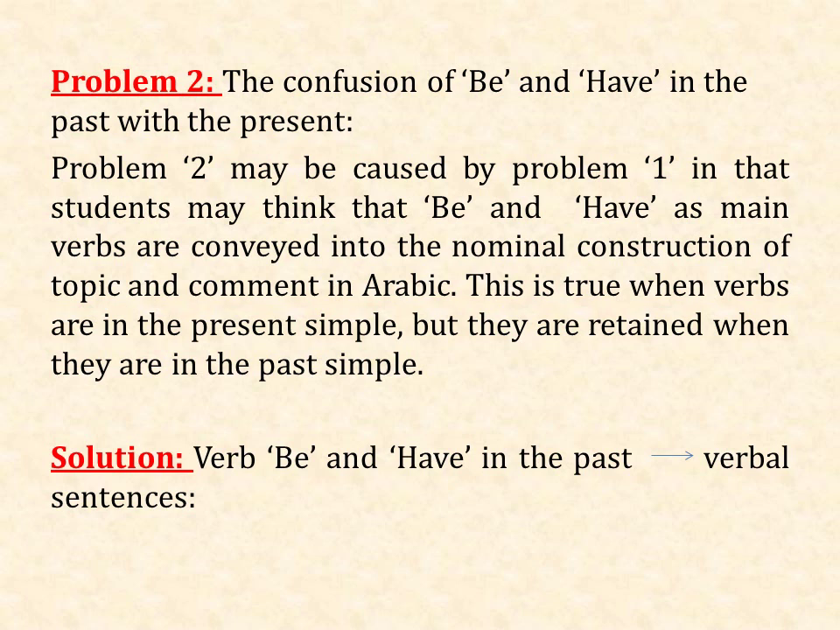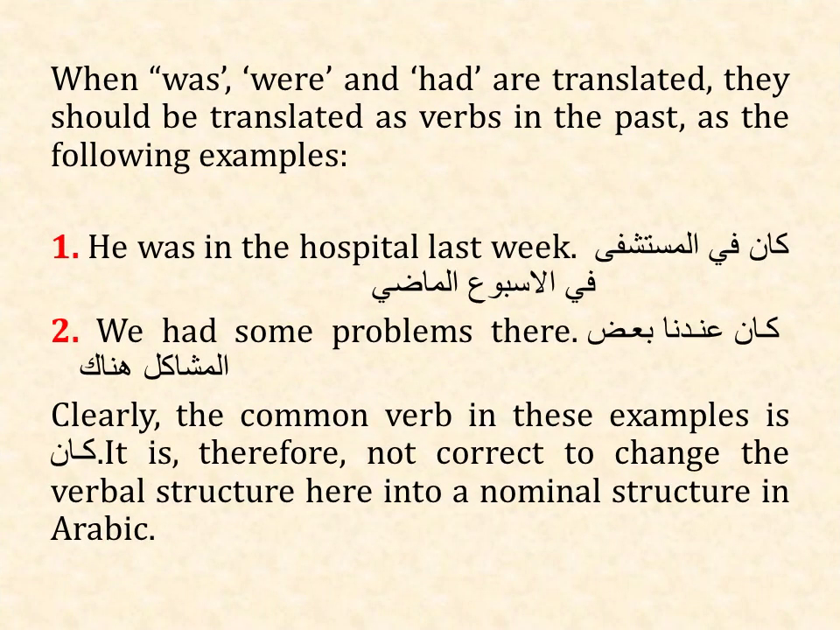Verb be and have in the past change to verbal sentences. That means was, were, and had should be translated as verbs in the past, as in the following examples. Number 1, he was in the hospital last week. كان في المستشفى في الأسبوع الماضي. Number 2, we had some problems there. كان عندنا بعض المشاكل هناك. Clearly, the common verb in these examples is كان. It's therefore not correct to change the verbal structure here into a nominal structure in Arabic.